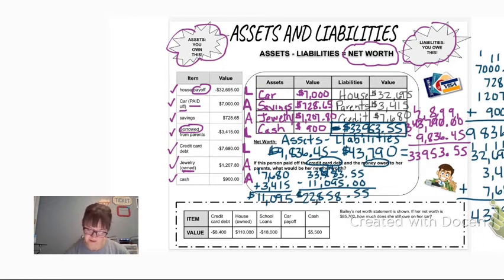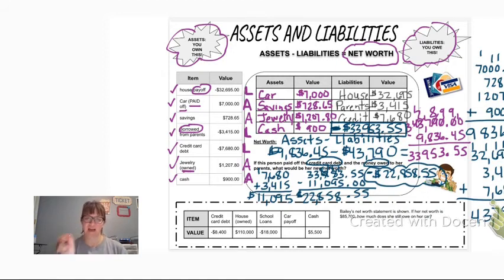So if she pays off those two things, now her net worth would be negative $22,858.55. Paying off those two things wasn't enough to get her completely out of debt, but now she would not be quite as far in debt. So again, remember, to get your net worth, total all your assets, the things that you own, and then total your liabilities, things that you owe. And then just do assets minus liabilities.